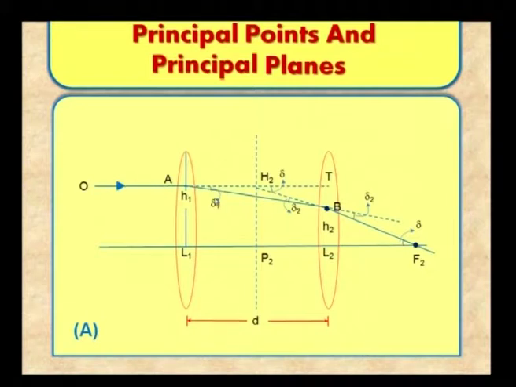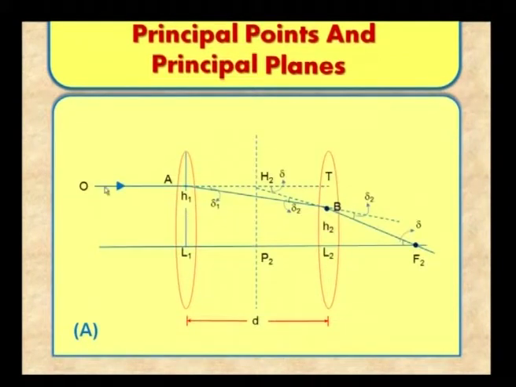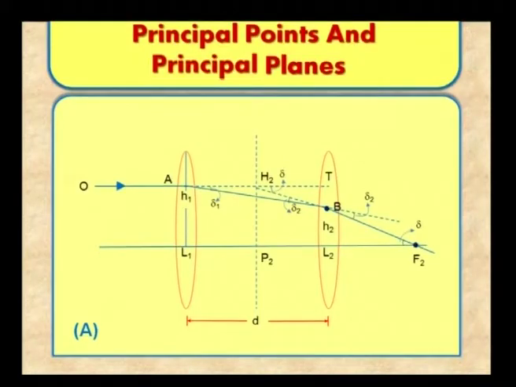Now, it has undergone a deviation through an angle delta 1. So, the incident ray OA is extended forward in the same way as the emergent ray BF2 backward, they will meet at H2. What I mean is, you draw the line as if the medium would not have been there, then the light ray would have gone along the direction OAH2. So, OAH2 is here, this is the direction.